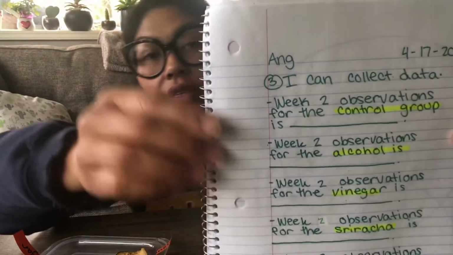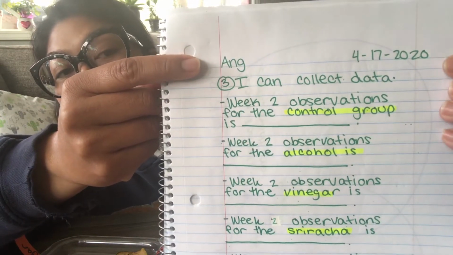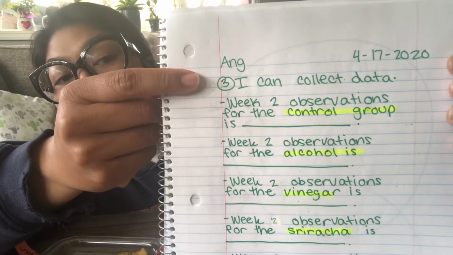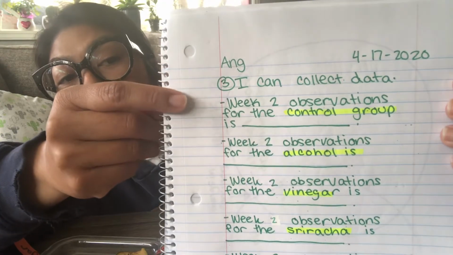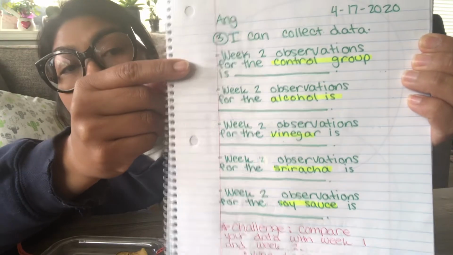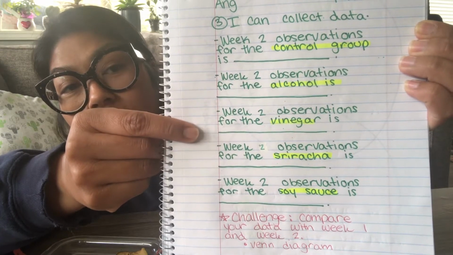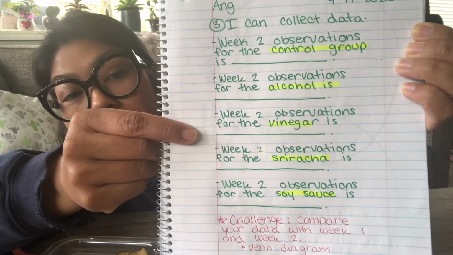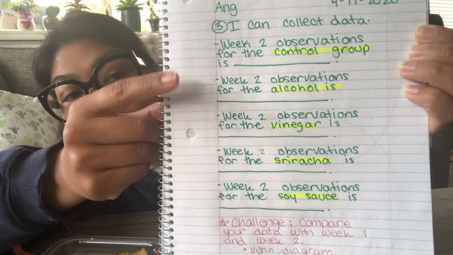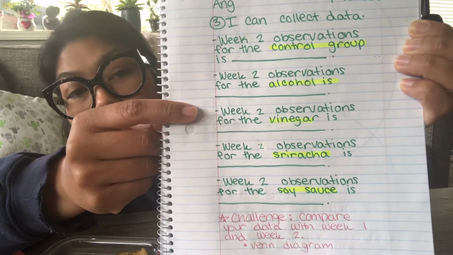You're going to set up your science notebook, again, with your name. Your date is very important, and your learning target number 3, I can collect data. And then today we can take a peek at maybe the vinegar and the sriracha, since our observations from week 1, we observed the control and alcohol. So today let's look at the vinegar first.